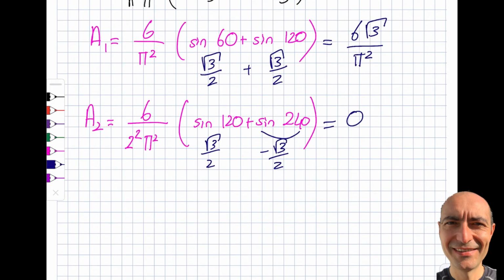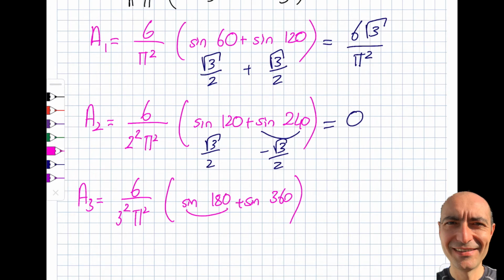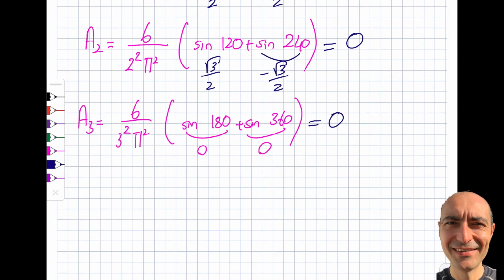Let's do A3. A3 will be 6 by 3 squared pi squared, and then I will have sine of 180 plus sine of 360. Do you see what's going on over here? Sine of 180, sine pi, is 0. Sine 2 pi is 0. So what did I get over here? I got the third one, it is 0.